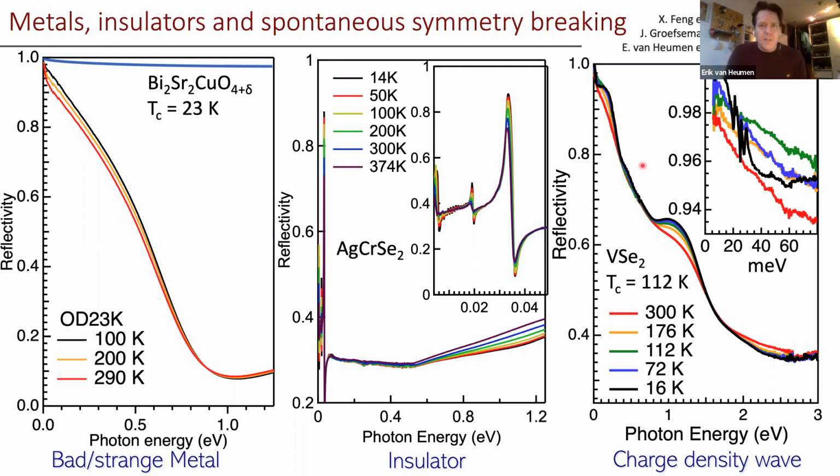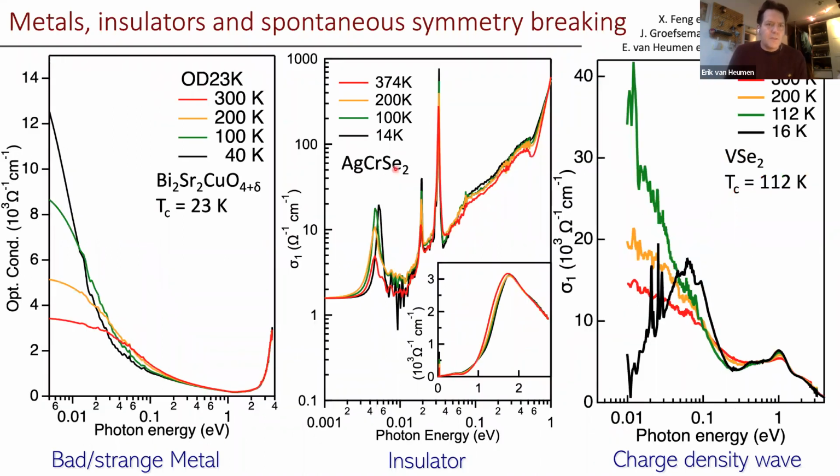So in order to understand this, it's actually more useful or easier to go to the optical conductivity of these three materials. And so they're shown here all together. So let me start from left to right. So in the band metals, you have a Drude response.